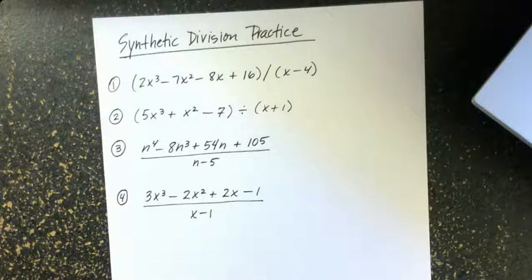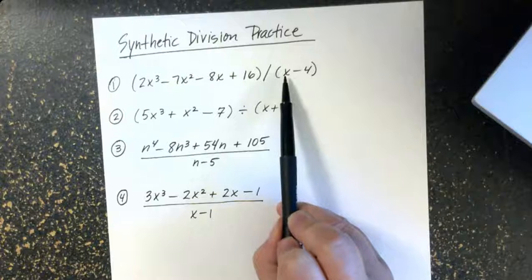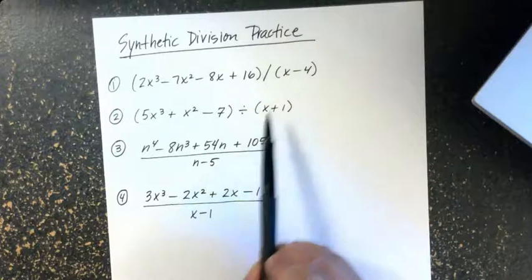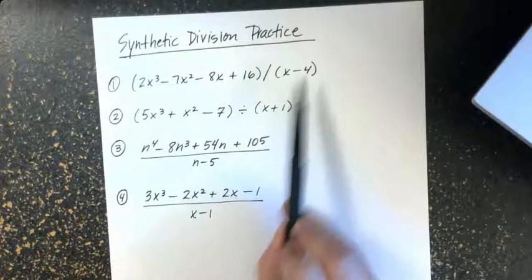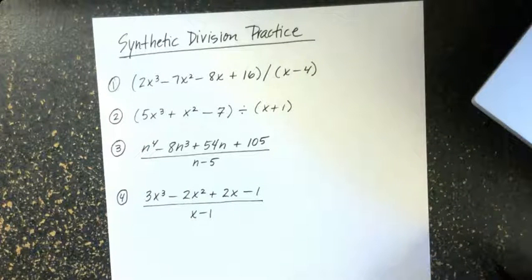So you may have already watched my video in which I broke down synthetic division and walked you through it. One thing you'll notice here is all of the practice is with divisors that are just variable plus or minus a number. x plus 1, x minus 4, n minus 5, and x minus 1. Nothing like 2x plus 3 or anything like that.